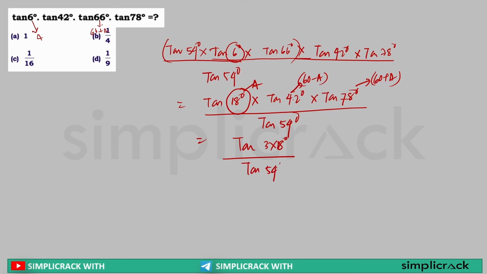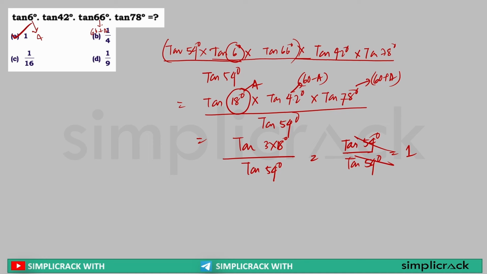Divided by tan 54 degree. Sir, tan of 3 into 18 degree is equal to tan 54 degree. Divided by tan 54 degree, which is equal to 1 because they cancel out. Answer option A. Clear? Yes or no? Getting the point? So this is all about trigonometry. It is all about understanding how to approach a particular question. That's all. Nothing different over here. So you need to understand what the process is to approach this question. Clear? Sorted? Yes or no?